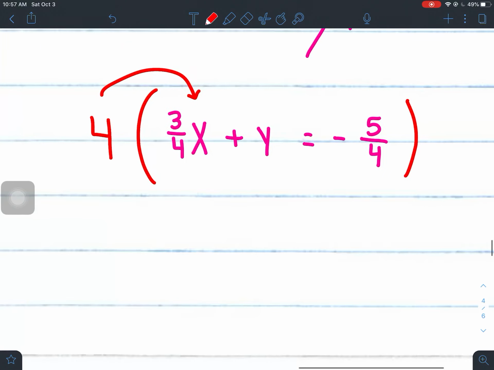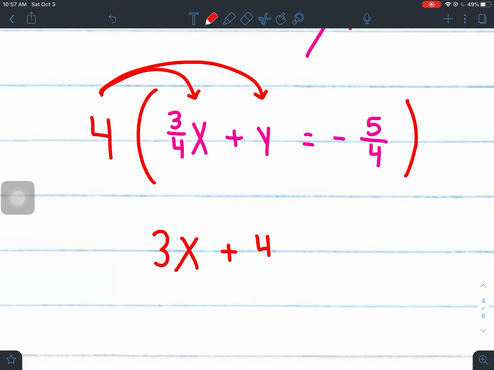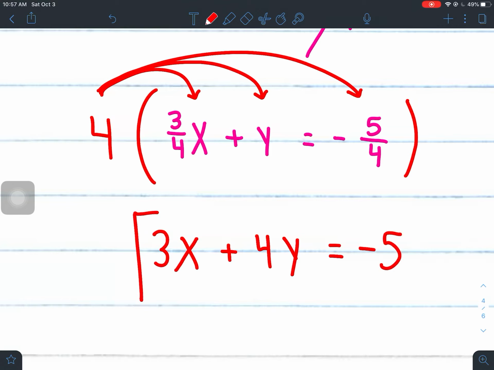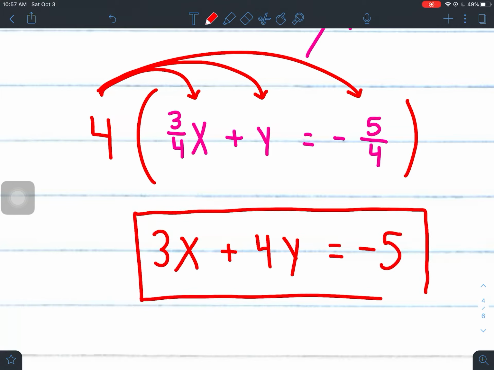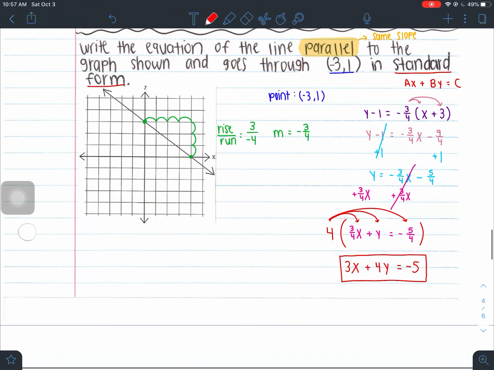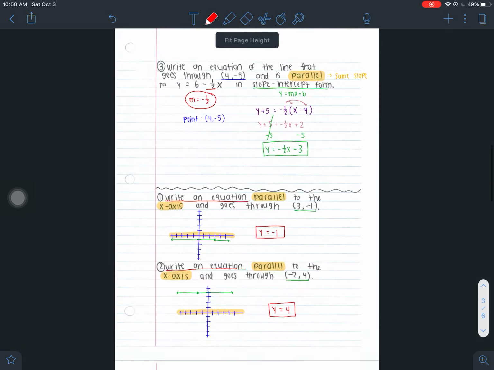So we're going to do 4 times 3/4 x, which is going to give us 3x. 4 times y, which is going to give us positive 4y. And then 4 times negative 5/4 is going to equal negative 5. So then this form is now in standard form. Our equation is now in standard form, and it's going to be parallel to that one over there. So that is how we do parallel lines.